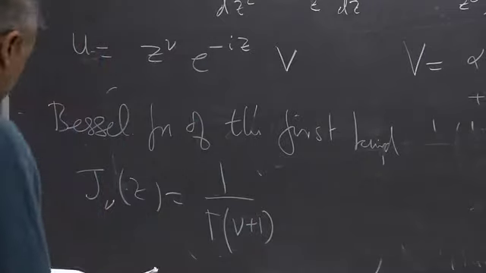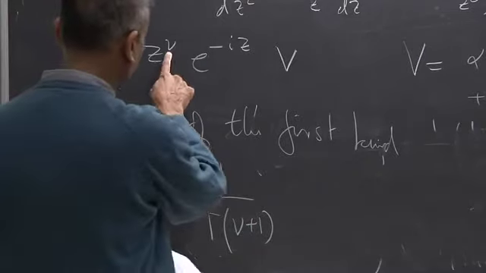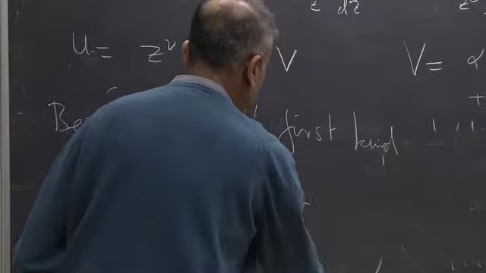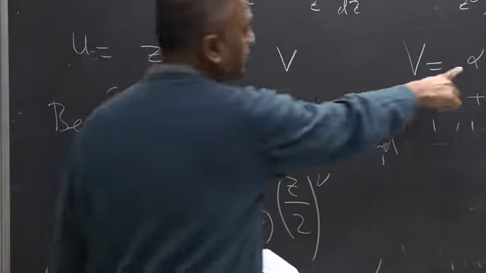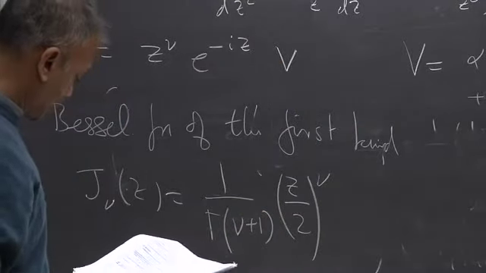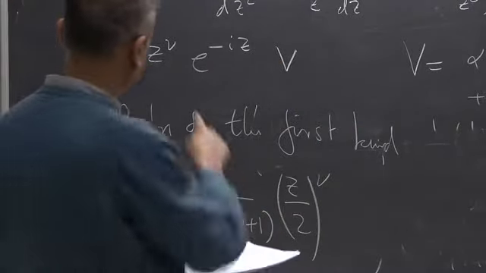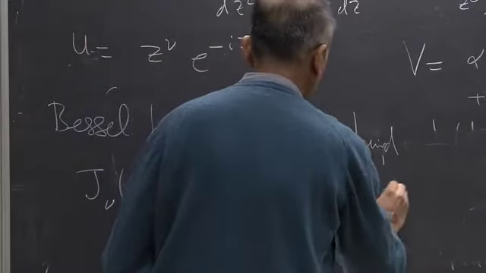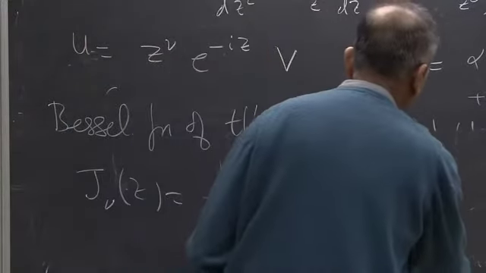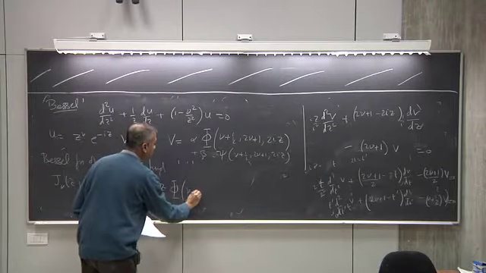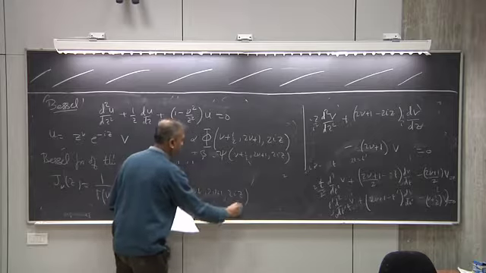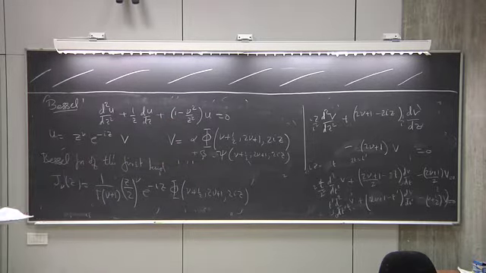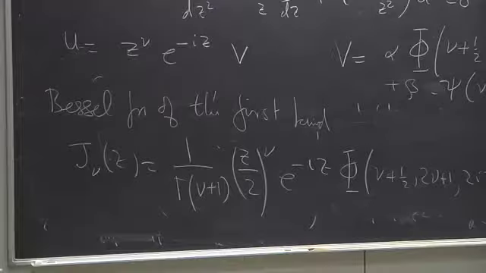And so there is a z to the power of nu, but again, this is part of what I call z over 2 to the nu. This 2 to the nu and gamma nu plus 1 is just because for any constant, I just choose alpha equal to that. And then you have e to the minus iz from here, times this phi. So this is called the Bessel function of the first kind, and you can get the Bessel function of the second kind, etc., by choosing the second solution.